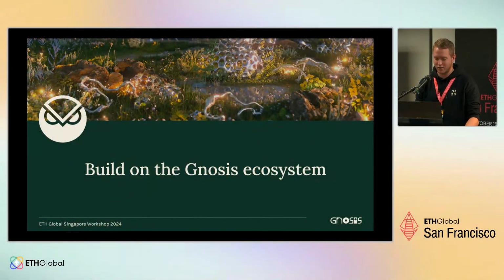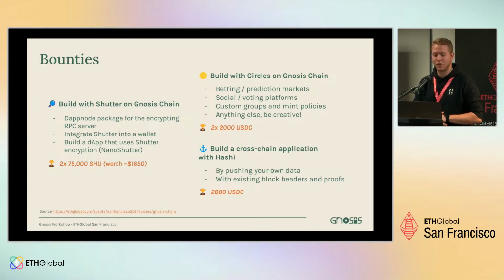Well, hello. I'm going to be talking about the Gnosis ecosystem and, of course, our bounties. So we have 3 different tracks today. The first one being build on Shutter on Gnosis chain. So there's a few different things you can do here. The main one being building a dApp that uses Shutter in some way. For example, you can use Nano Shutter, a local development environment so that you can very easily set everything up and use it to test, for example, commit and reveal scheme applications or anything that could use encryption and decryption in some way.